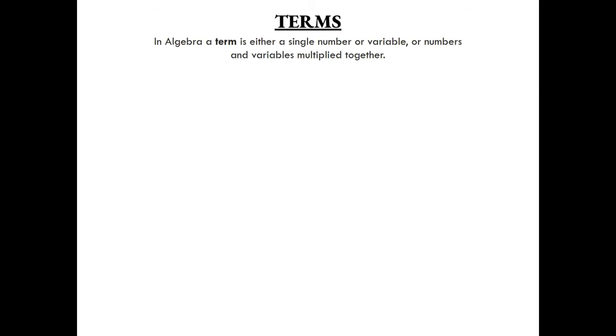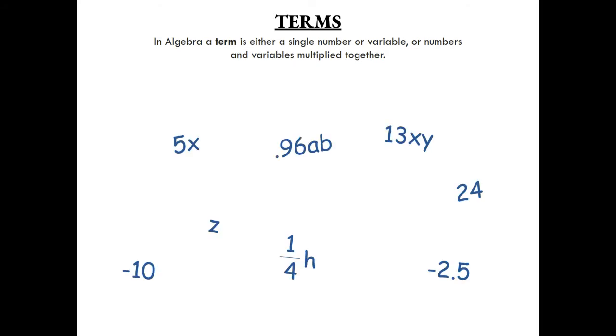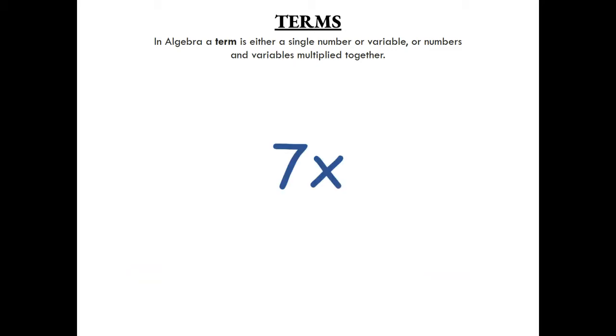In algebra, a term is either a single number or a variable, or numbers and variables multiplied together. A variable, again, is a letter. So for instance, we have a bunch of different terms because either it's a number or a variable, or numbers and variables multiplied together. For instance, we have 7x. That's 7 times x. That would be a term, right?